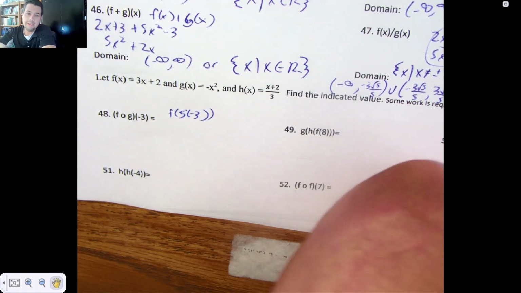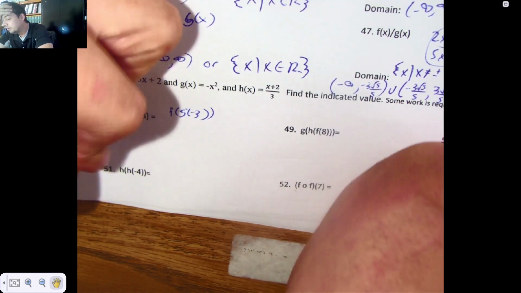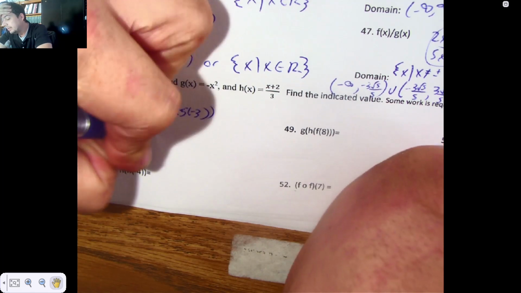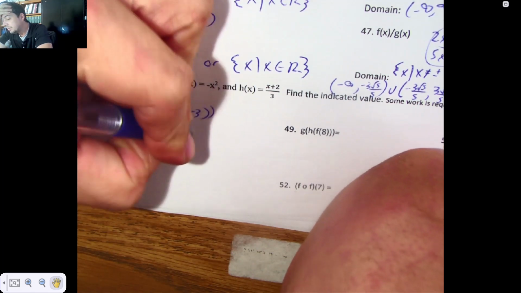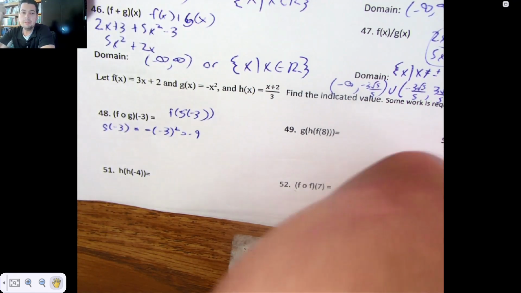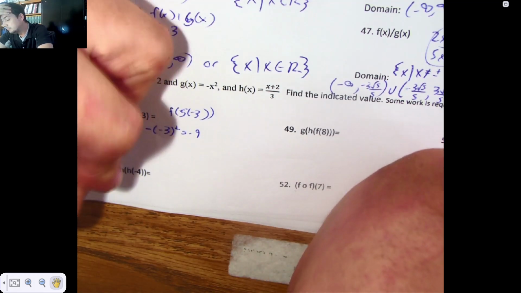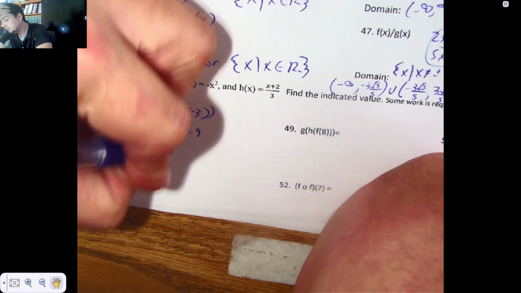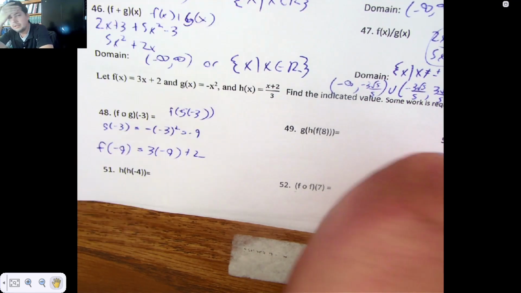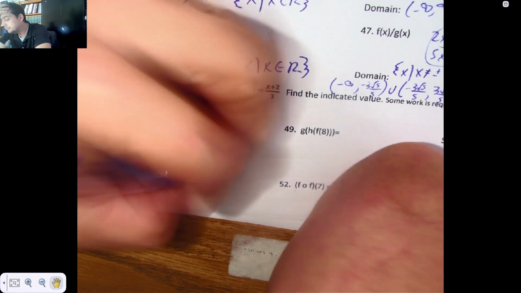So I'm going to plug a negative 3 into g. G of negative 3 is a negative 3 squared, which is negative 9. And now I'm going to plug a negative 9 into f. And that's going to give me negative 25.